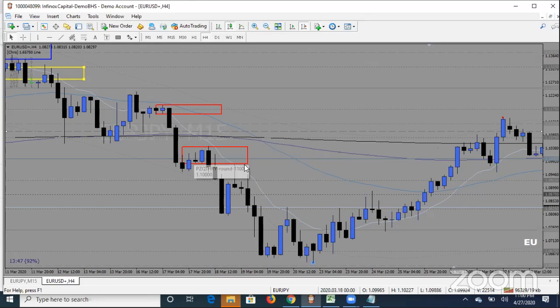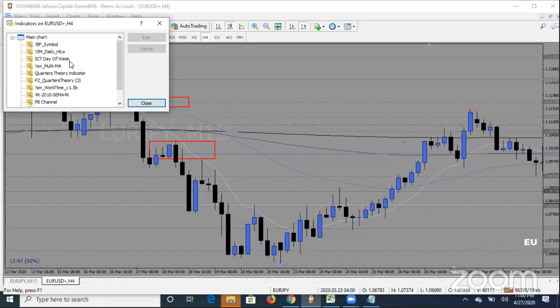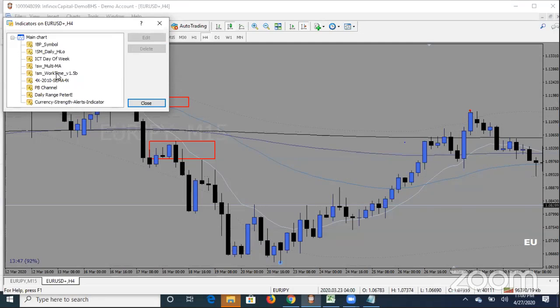So all our entries will be at the order block. We wouldn't chase price in between here. Of course, if you've watched our video on how to use the pivot, you might still get entries in between. But using this strategy, we trade just at the order blocks. Let me take out this quarters theory and some of these ones out.